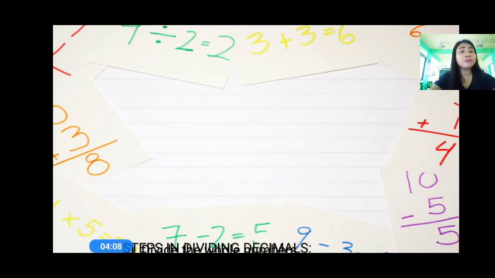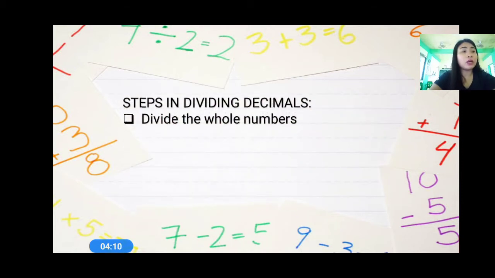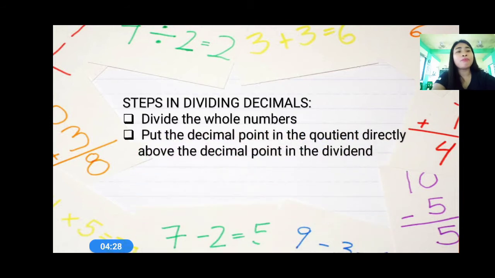And then, divide the whole numbers. That's the next step. Divide the whole numbers. The divisor is a whole number already, and the dividend is a whole number as well. And then the next step is that you're going to divide the whole numbers, and then put the decimal point in the quotient directly above the decimal point in the dividend. Okay, do you understand me?